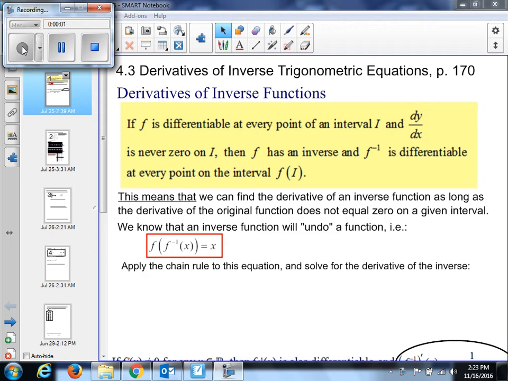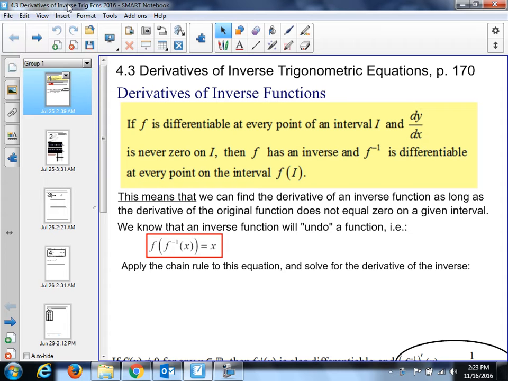So, derivatives of inverses. Well, if f is differentiable at every point of an interval I, and dy by dx is never 0 on that interval I, then f has an inverse, and that inverse, f negative 1, is differentiable at every point in the interval.